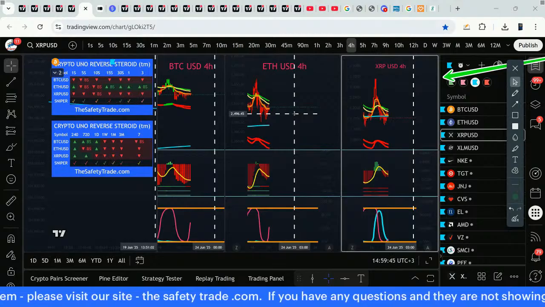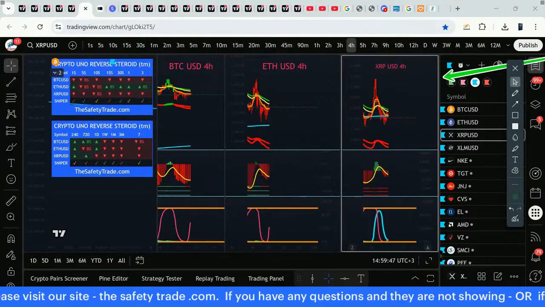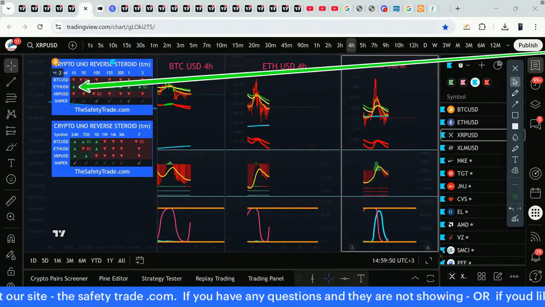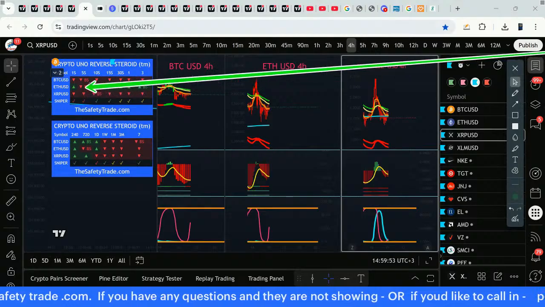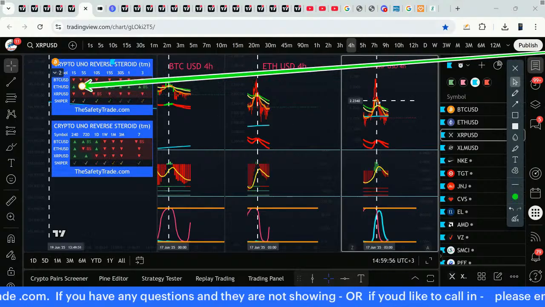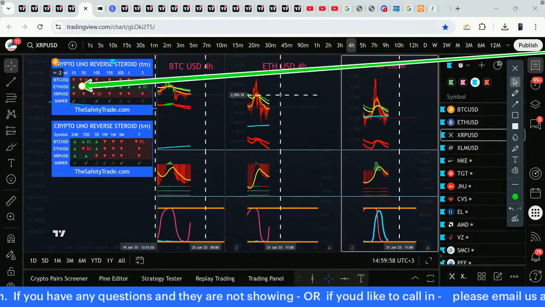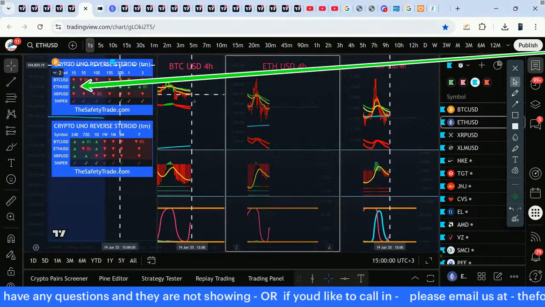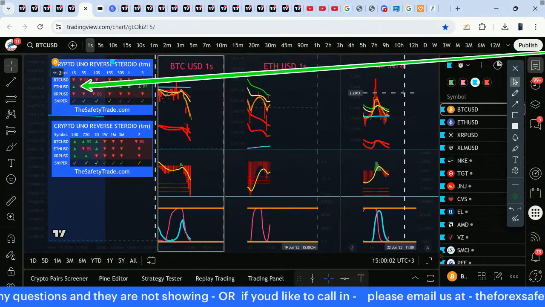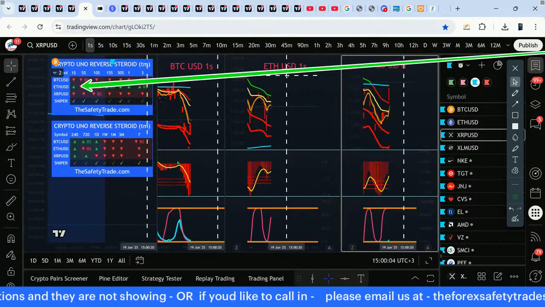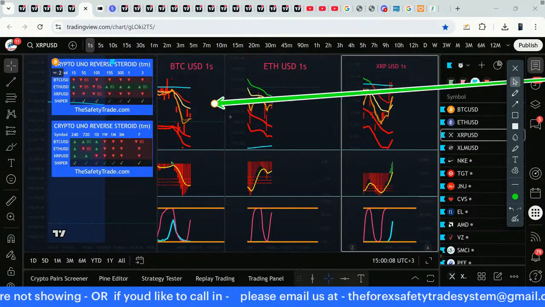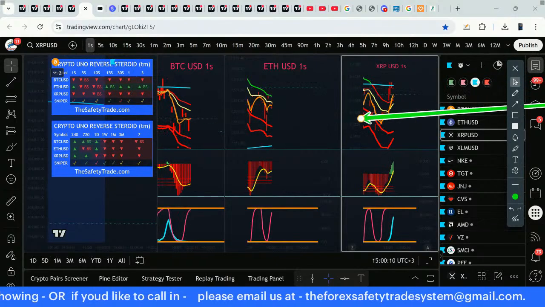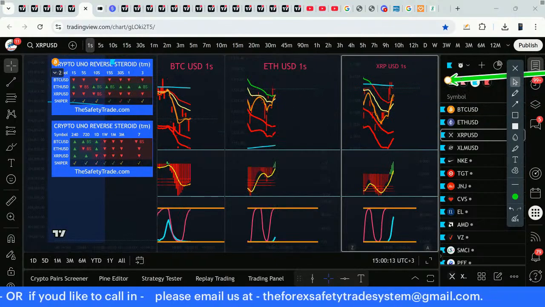Let's take a look at our amazing Uno reverse for Bitcoin, Ethereum, and XRP. We have a crypto-only version. So let's go over to Ethereum. Let's see what time frame this is. The 1 second. Let's go over here to the 1 second and see what we shall see. I see Bitcoin well under 1 second. I see Ethereum not to it, and I see XRP below it.